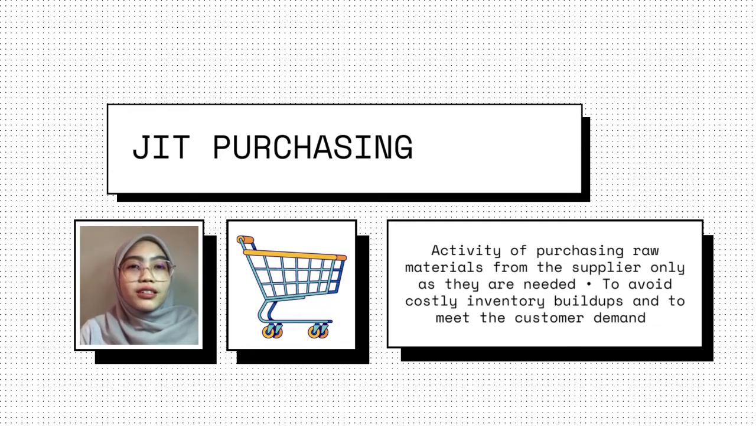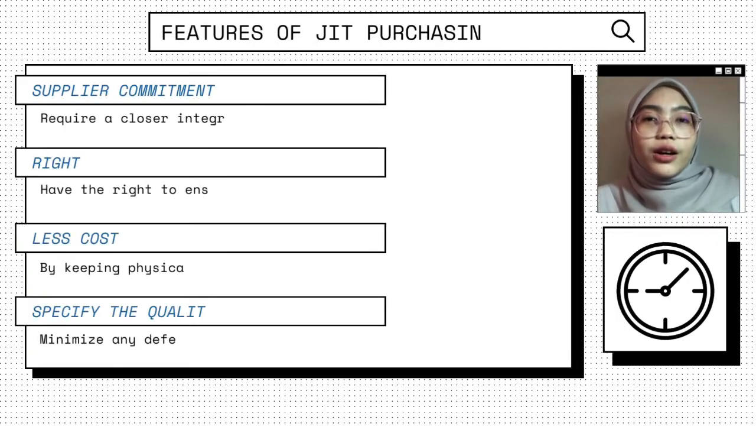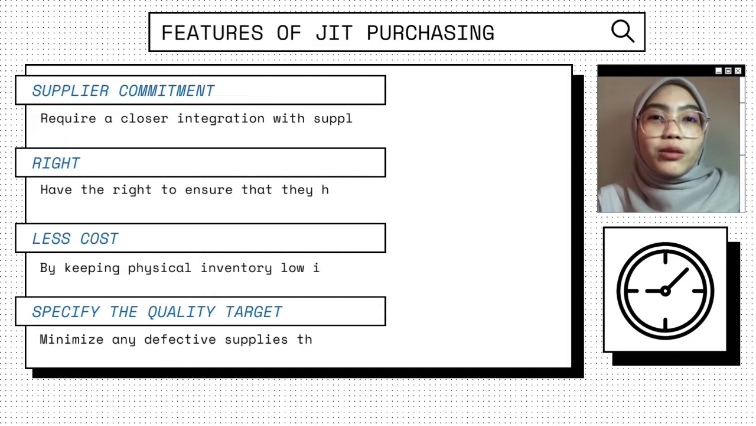Just-in-time purchasing reduces inventory carrying costs. Less inventory means less storage and insurance. Just-in-time also saves money in the short term. Here are the features of just-in-time purchasing. The first feature will be the supplier commitment.